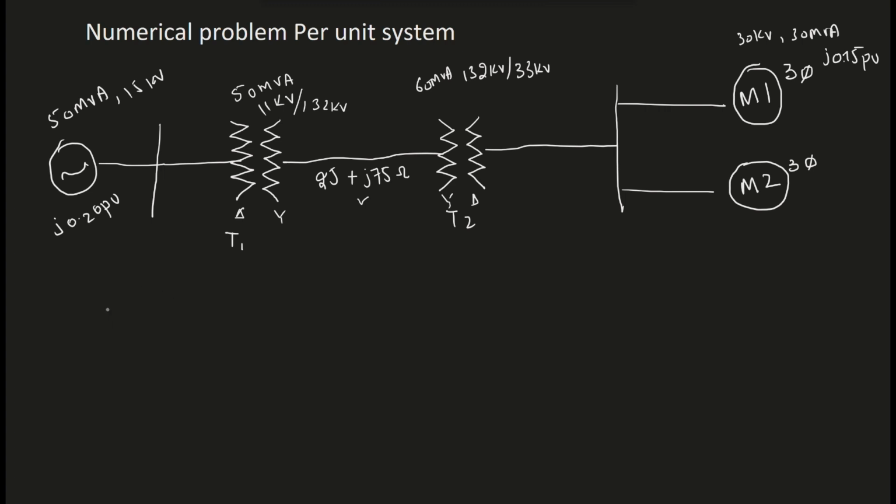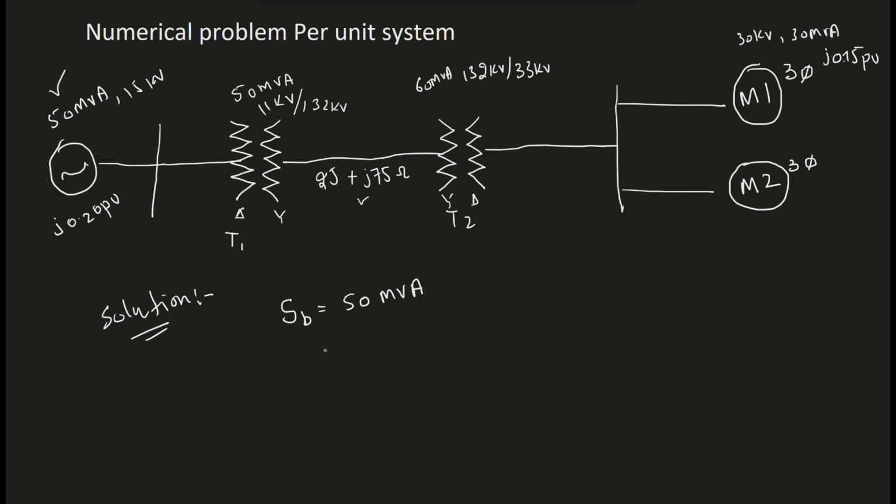Coming to the solution, we will first select a base value for the whole system. According to that base value, we will convert all values to that common base value. Let's say for the power we select 50 as the base value. That will be our base power, SB equal to 50 MVA. You can select any value, but it is better to select a greater value from the numerical.